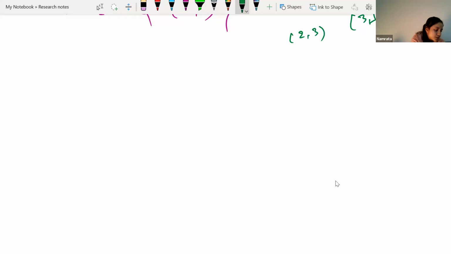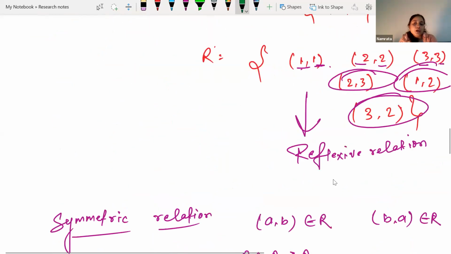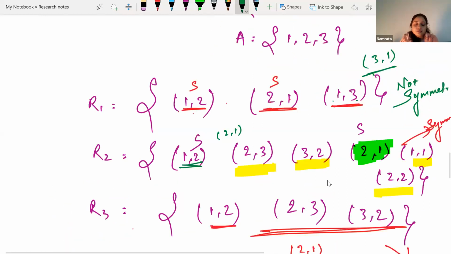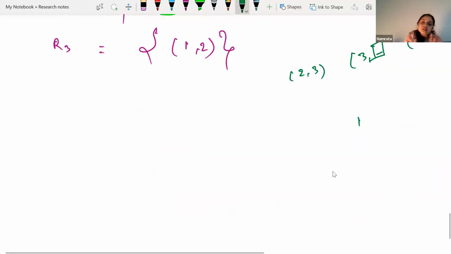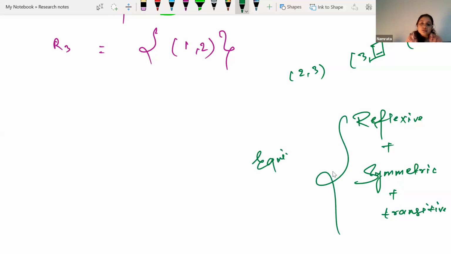Now the next concept is, let's take a question from this concept, that is how to check whether the given set is reflexive, symmetric, transitive or not. And when any set is fulfilling all these three criteria, that is, it is a reflexive relation also, symmetric also, and transitive also, then we will say it's an equivalence relation.